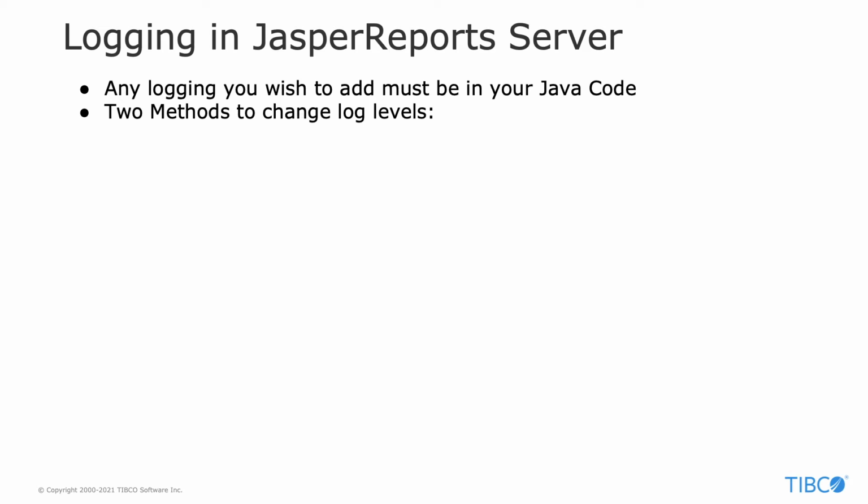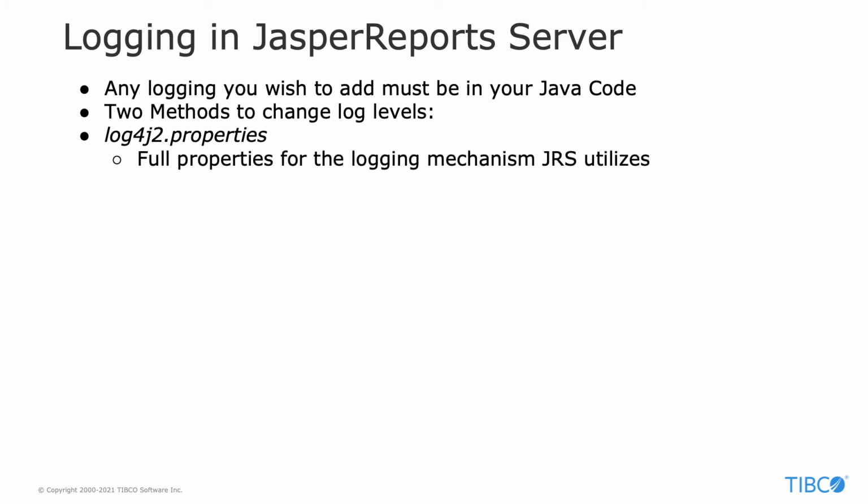There are two basic methods to change the log levels of what you're seeing in your log files. The first is to go into, starting with 7.5.1, I believe, or 7.5, we moved to Log4j 2. So there should be either a log4j2.properties file, or if you're on an older version, just log4j.properties. You can open that file, and it defines all of the settings for the logging mechanism that JRS uses. So it's all the properties in there.